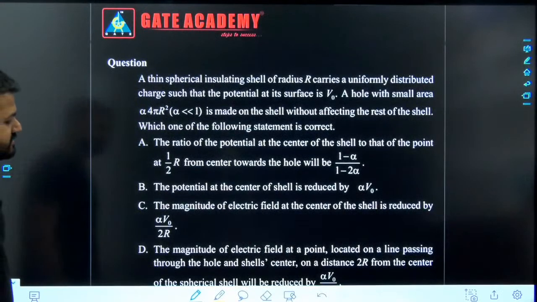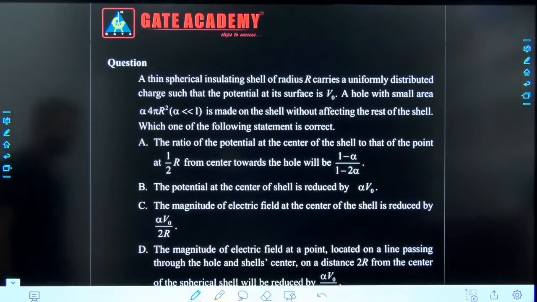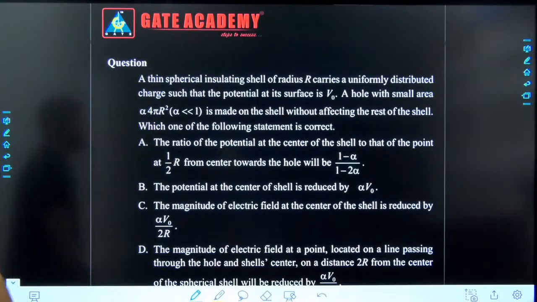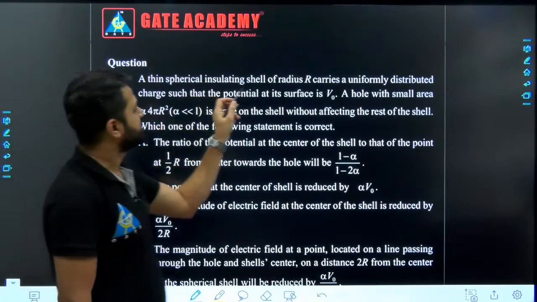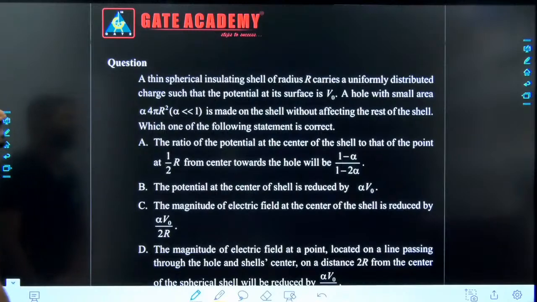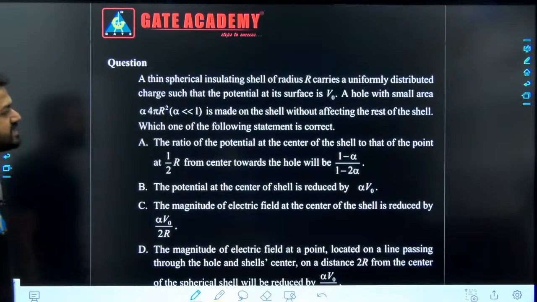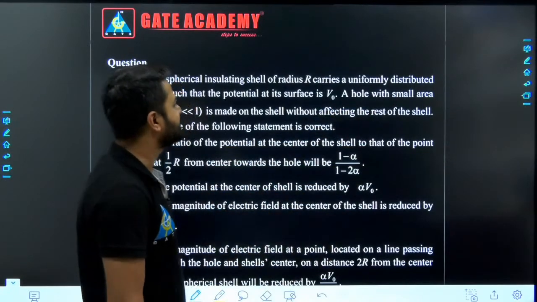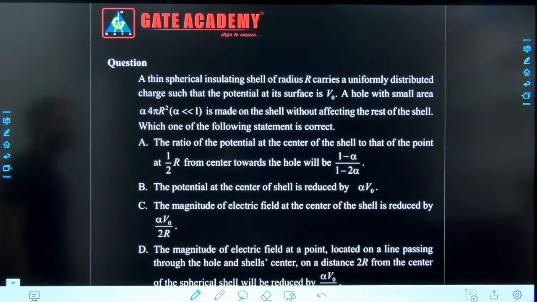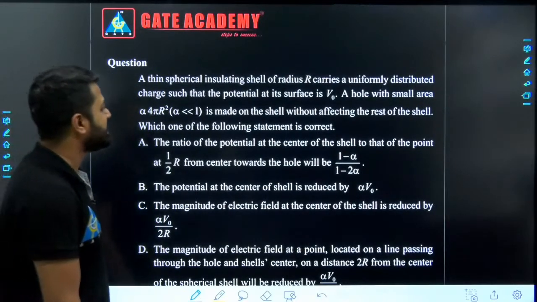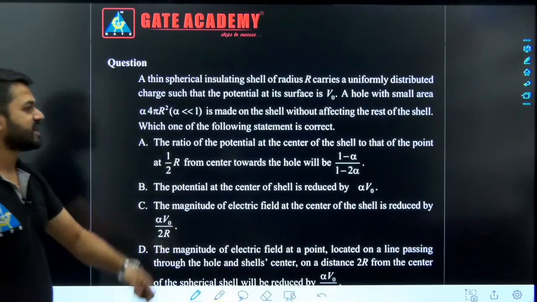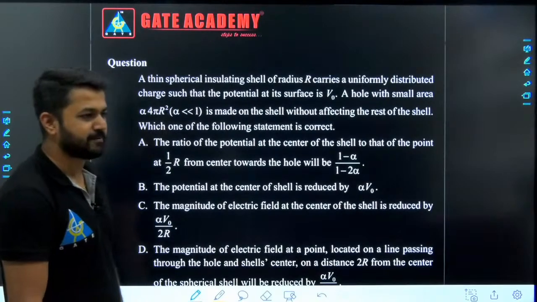Okay, so this is the question. You can see a thin insulating spherical shell of radius r carries a uniformly distributed charge such that the potential at its surface is V naught. A hole with a small area alpha 4 pi r square, where alpha is very less than 1, is made on the shell without affecting the rest of the shell. Which one of the following statements is correct?